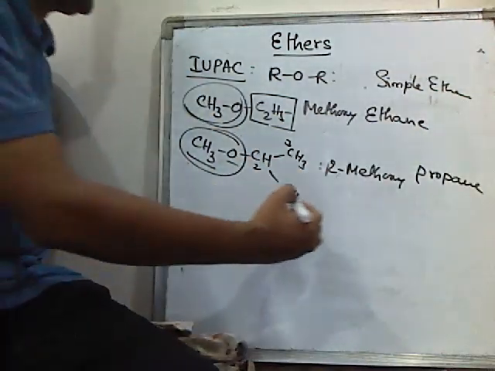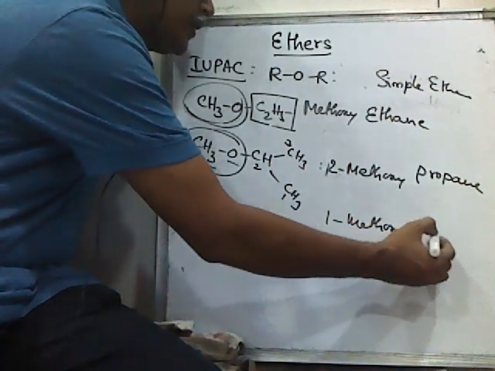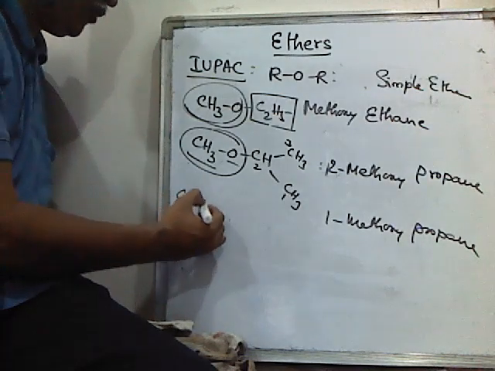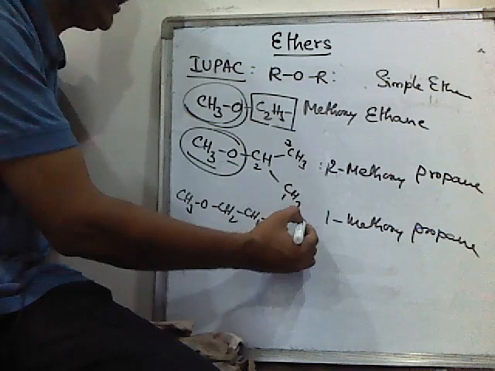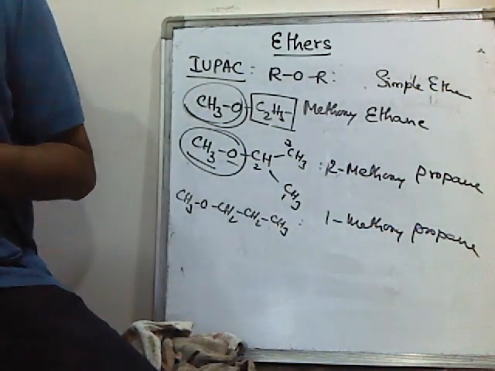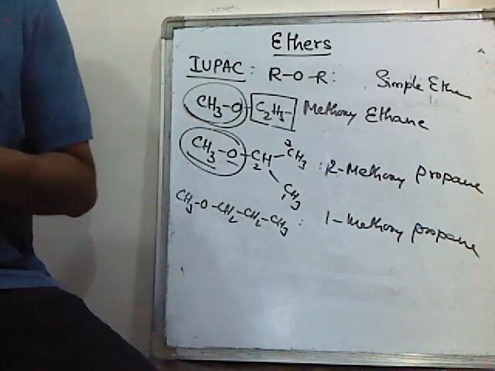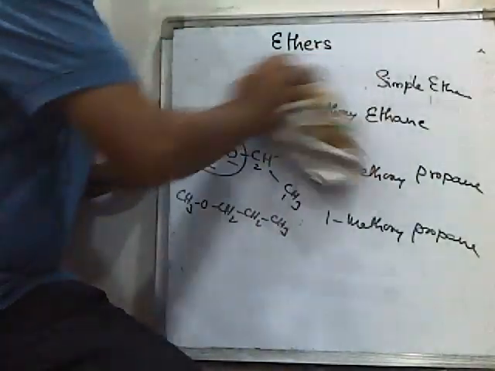For example, if you write 1-methoxypropane, then what is its structure? CH3O CH2CH2CH3. This is called 1-methoxypropane. Right? So this is the way to name the ethers in IUPAC and in the common system.